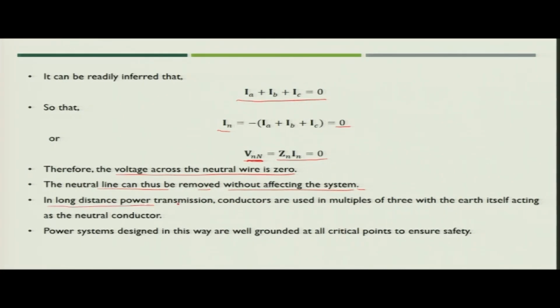So, in a long distance power transmission, the conductors we use are in multiples of 3, because we are talking about the 3-phase system. So, the conductors will be in multiples of 3, and earth will act as a neutral conductor. Now, the power system is designed in such a way that the system is well grounded at all critical points. Why? Because we want to ensure the safety of the system as well as the persons who work on the power system network.